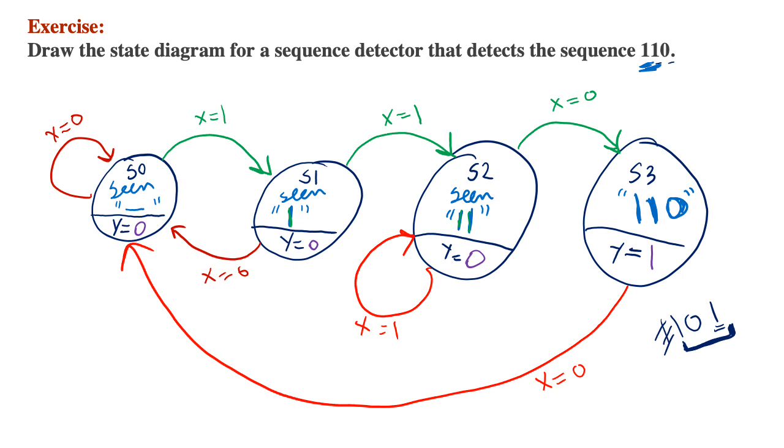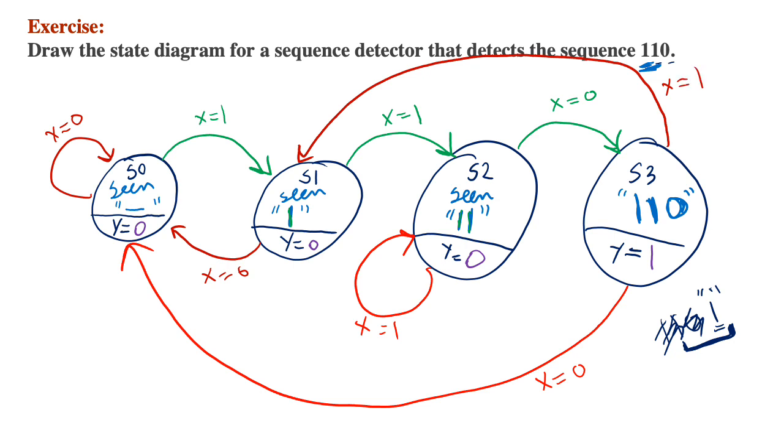1 0 1 doesn't exist. What about 0 1? Still doesn't exist. Now what about just simply 1? Is there any state that says seen 1? Yes, and that state is state 1. So that means if I am in state 3 and I receive a 1, I'm going to move to state 1.